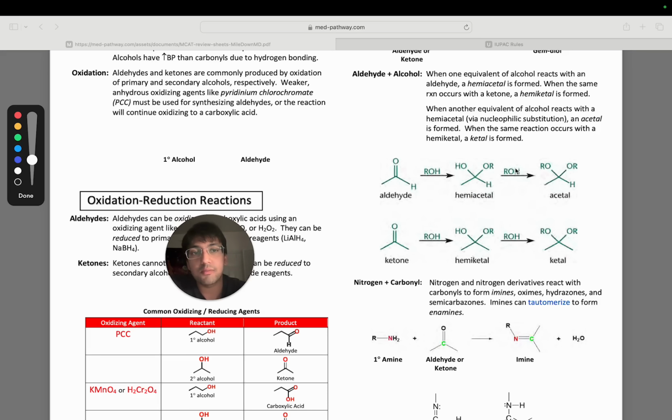Well, kind of, yeah, because if we donate a proton over here, or if we stabilize this with just the solution, this becomes a good leaving group, and then we result in two ORs. So that should make sense just based on the explanation I gave you before. Same thing with the ketone.